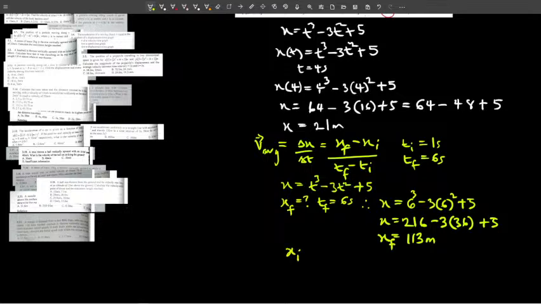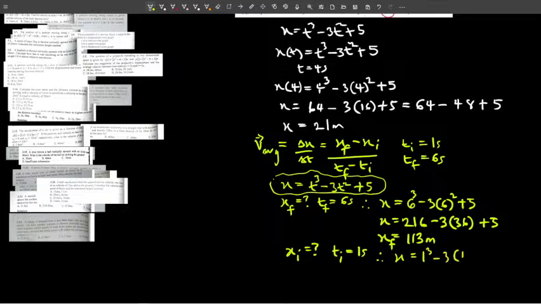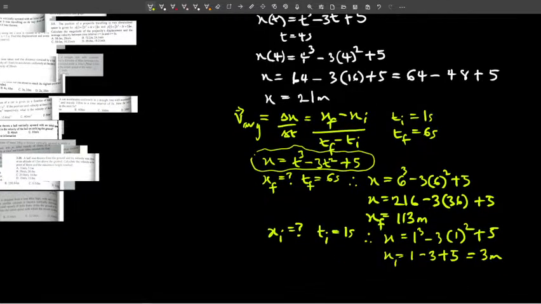So let's solve for our xi similarly. xi is when t is equal to 1 second. Are we following? So therefore x will be equal to, wherever you see t in this equation, we put 1 second. That will give me 1 raised power 3 minus 3 into bracket 1 raised power 2 plus 5. So x equals 1 minus 3 plus 5. 1 minus 3 is minus 2, and minus 2 plus 5 is 3. It's 3 meters. So now we've gotten our xf, and this is our xi.